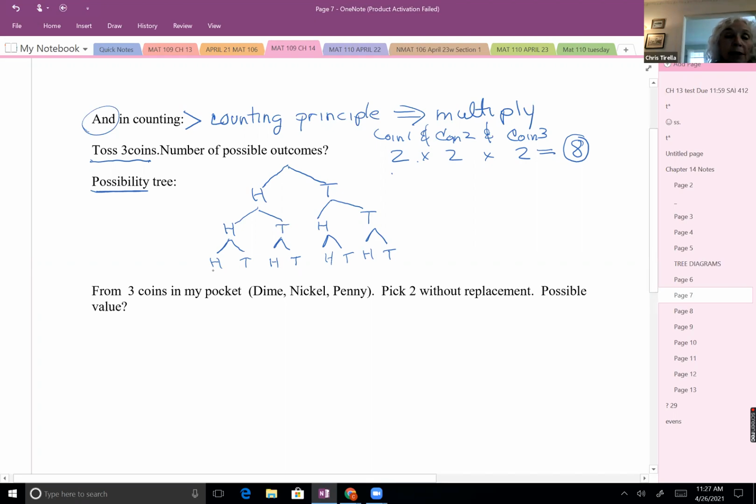And as we look at this finished tree diagram, it shows us those 8 outcomes. This would be all heads, 2 heads and a tail, and so on.